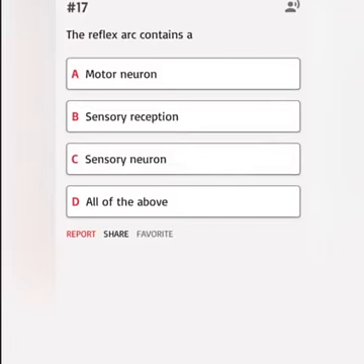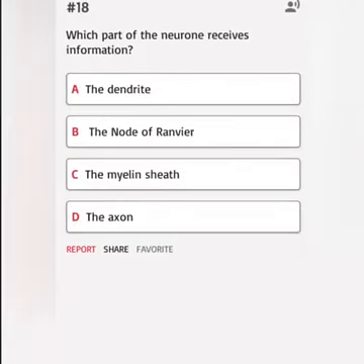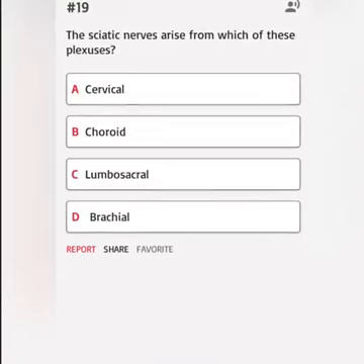The reflex arc contains a. Correct answer. Which part of the neuron receives information? The dendrite. Correct answer. The sciatic nerves arise from which of these plexuses? Cervical. B. Correct answer.